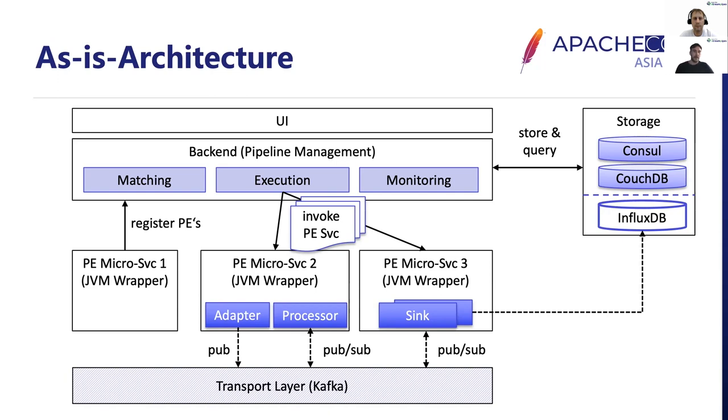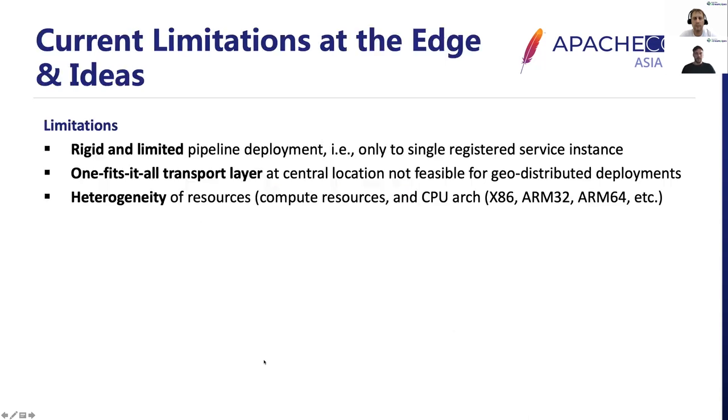But right now, when we go to the bottom part of the figure, we see that adapters and processors and sinks, so all the pipeline elements, are communicating with the transport layer. So it's commonly currently Kafka in a pub/sub fashion. And when we look at current limitations, when we would bring this architecture to the edge, there are some limitations with the design of the pipeline and their deployment and the messaging itself.